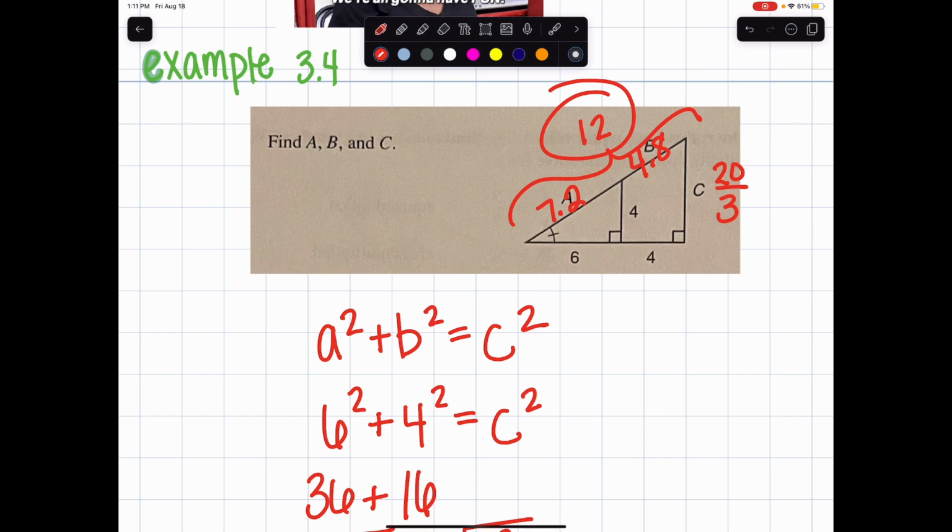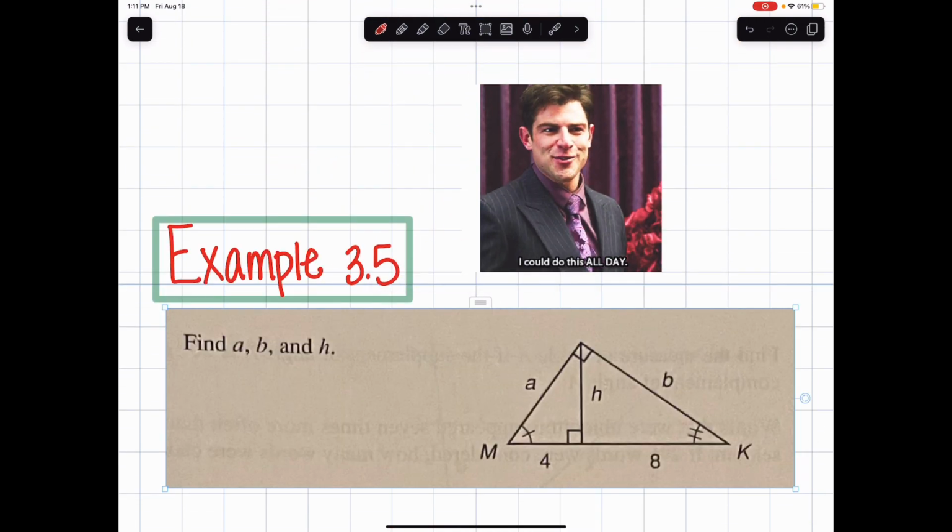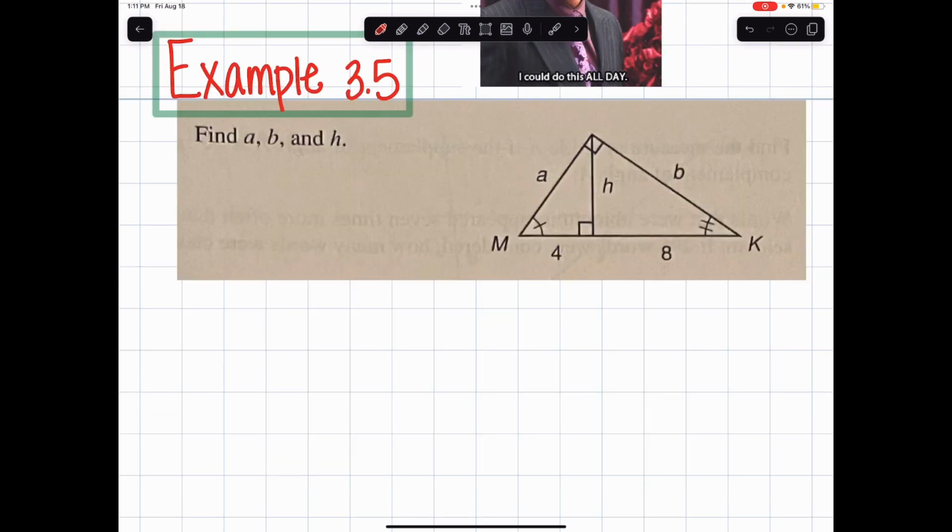We did it a little bit differently than the book, so you can look at the book if you want another way to do it. But we're having fun, right? I could do this all day. I'm so sad this is the last example.